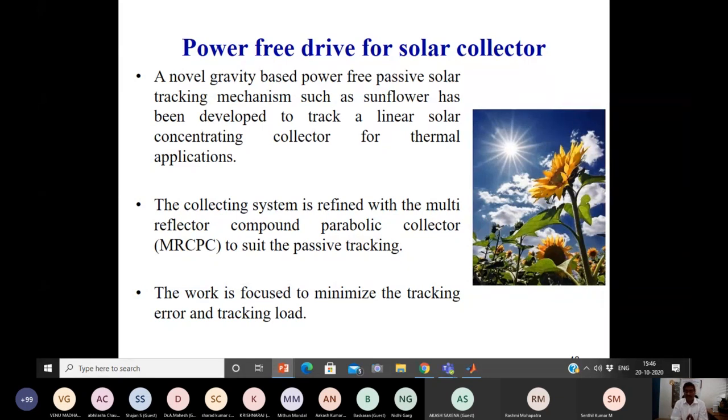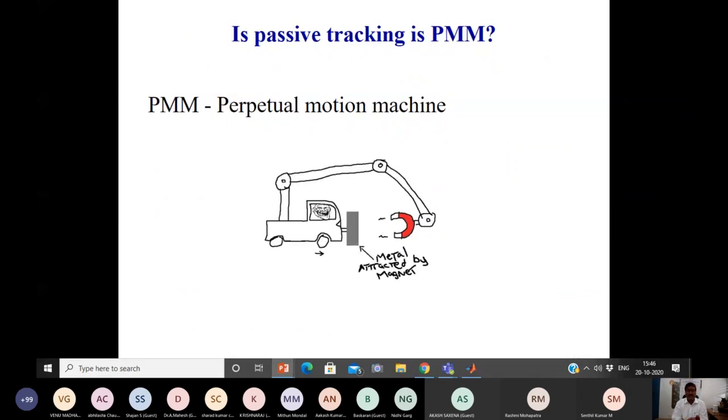So it is not a perpetual motion machine. We are supplying the energy, but in a different form. Maybe it is kinetic energy, or maybe stored energy like a spring. Naturally, some natural source of energy has been stored here. Gravity also, that dead weight may be stored like potential energy. Those energies are used here.